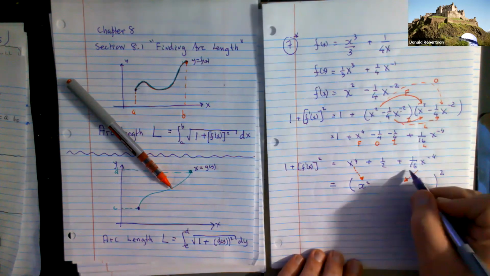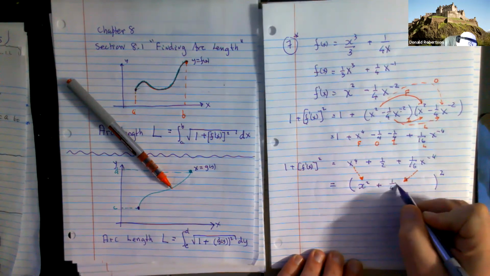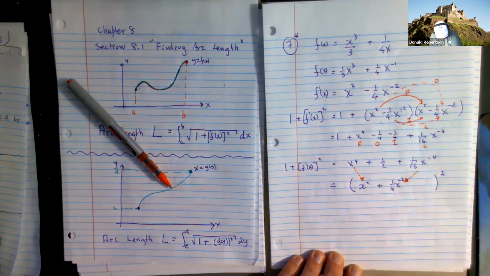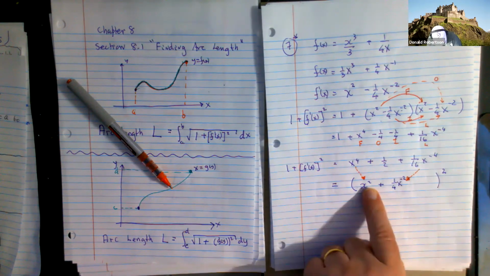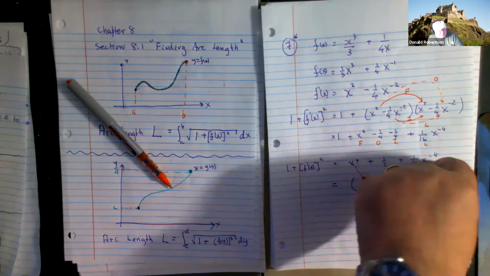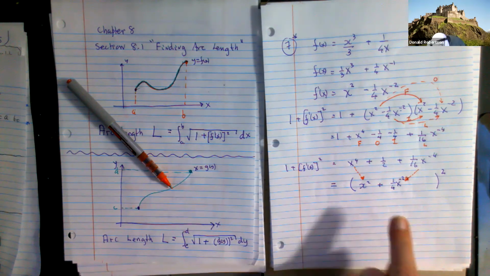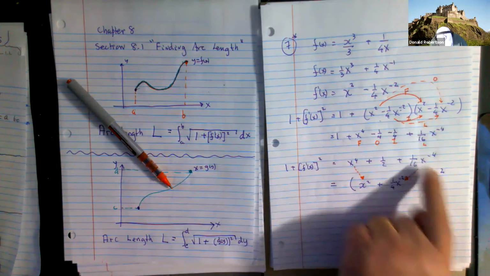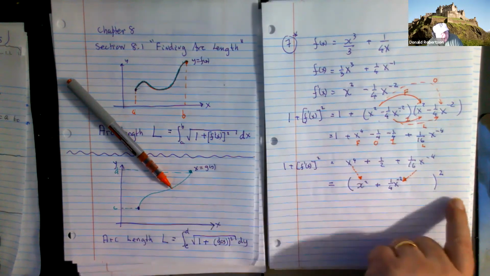This fella is positive 1/4 x to the negative 2. And if you take that thing and you square it out like I did here, can you trust me that that's what you get? It works. So when you see 3 terms, square root of the first, square root of the last, that's your perfect square.